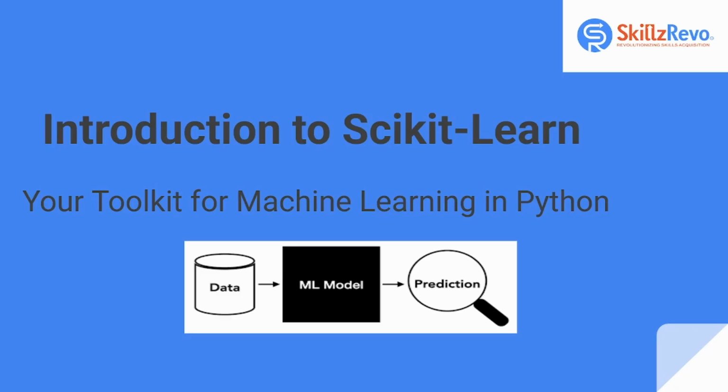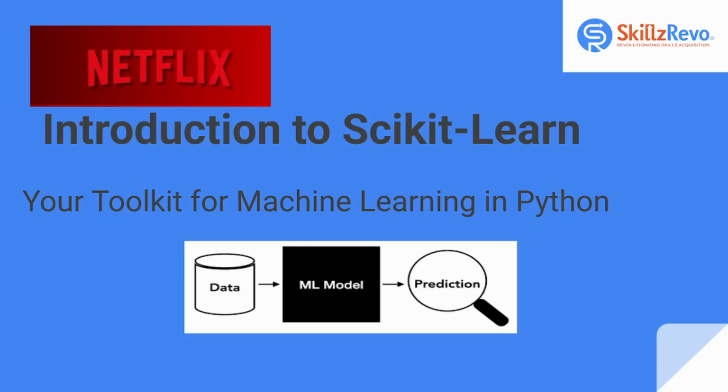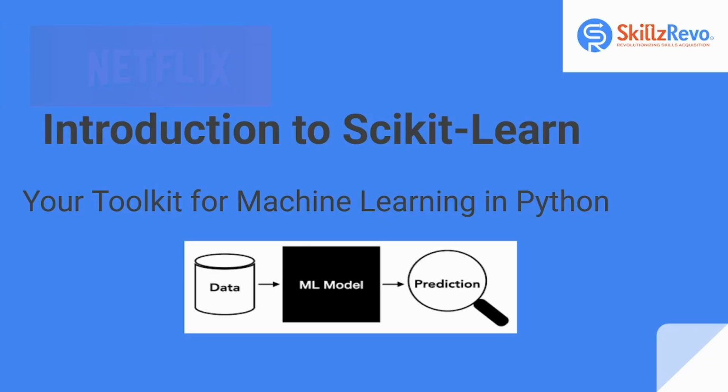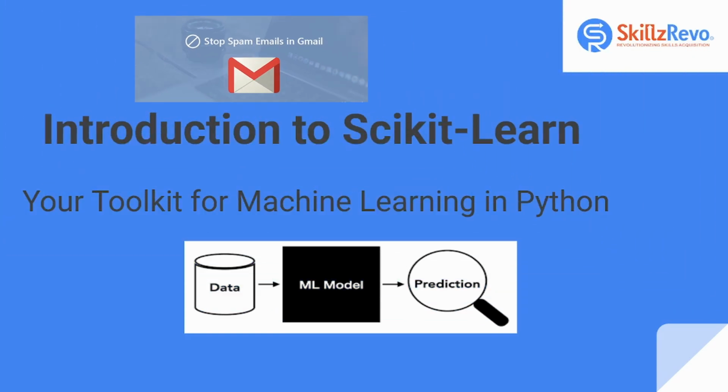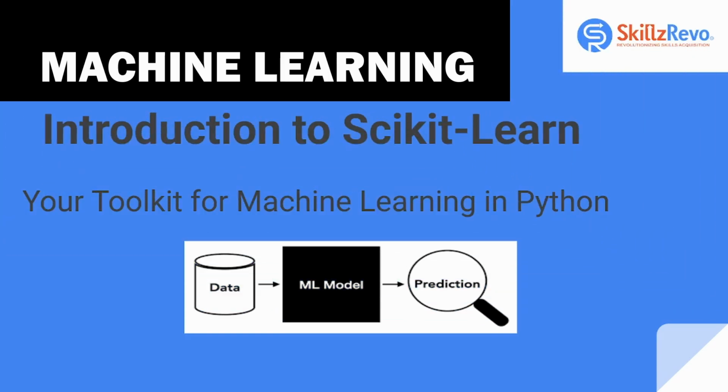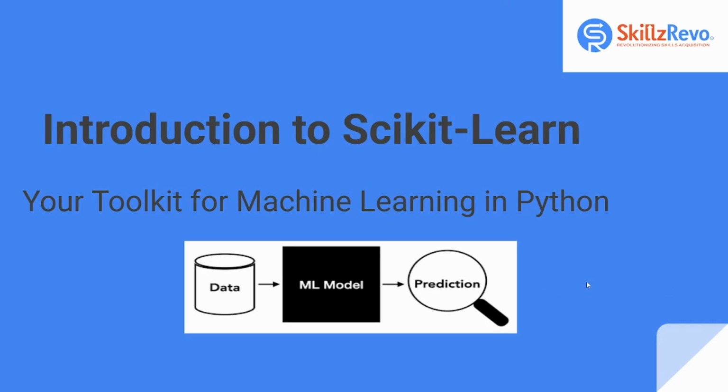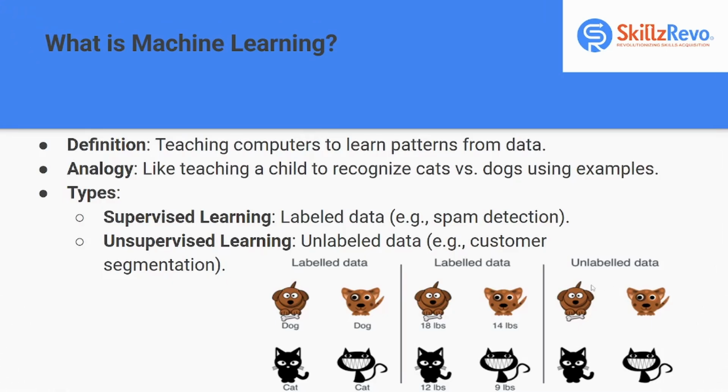So first, if you remember how Netflix can recommend a similar type of content, or how our Gmail can understand whether it is spam or ham. The answer is simply machine learning, and for machine learning algorithms we use the scikit-learn library. Scikit-learn provides us the tools, and in that toolkit we have the machine learning algorithms and different tools and techniques. So let's start and dive into this video.